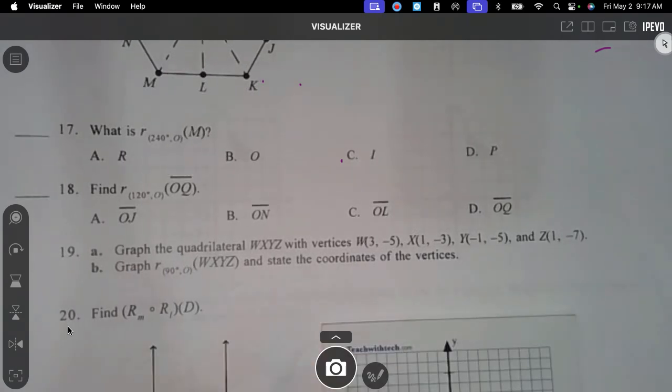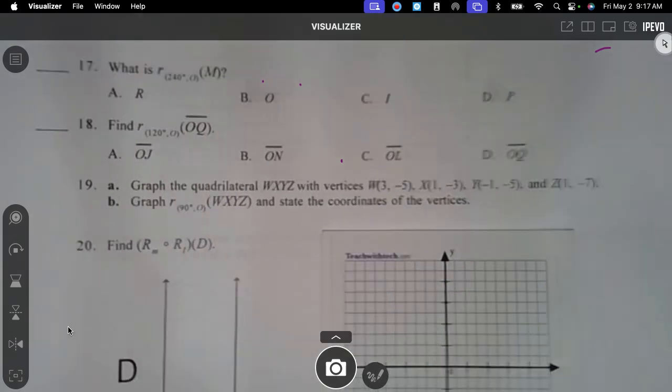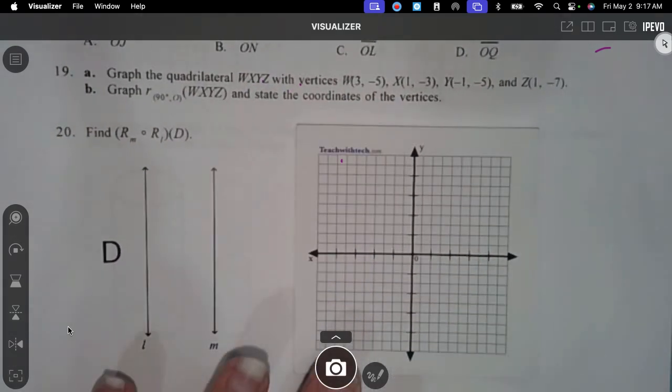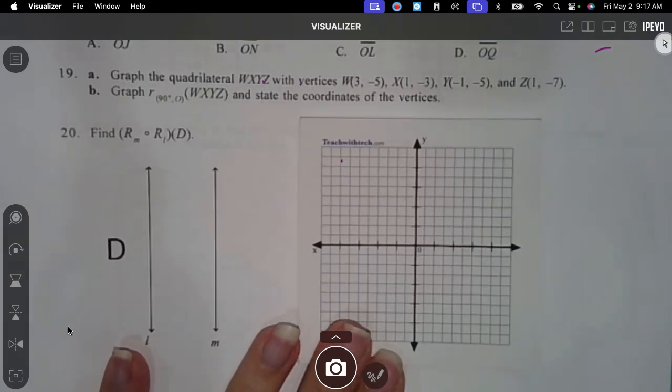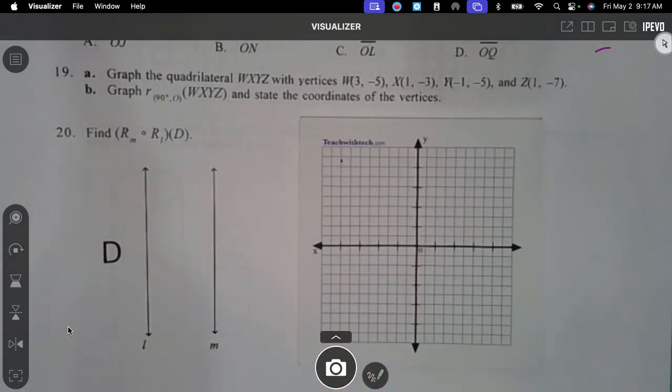Let me put my points. So it says graph WXYZ. So half your points, y'all, say that you don't know how to rotate it. Half of the points on this problem is just plotting points. That's 8th grade math. Plot some ordered pairs.